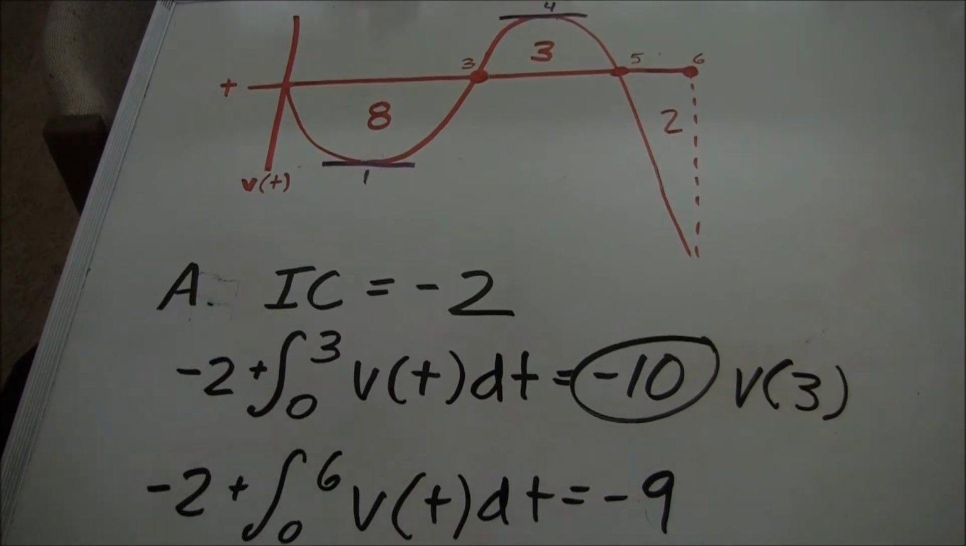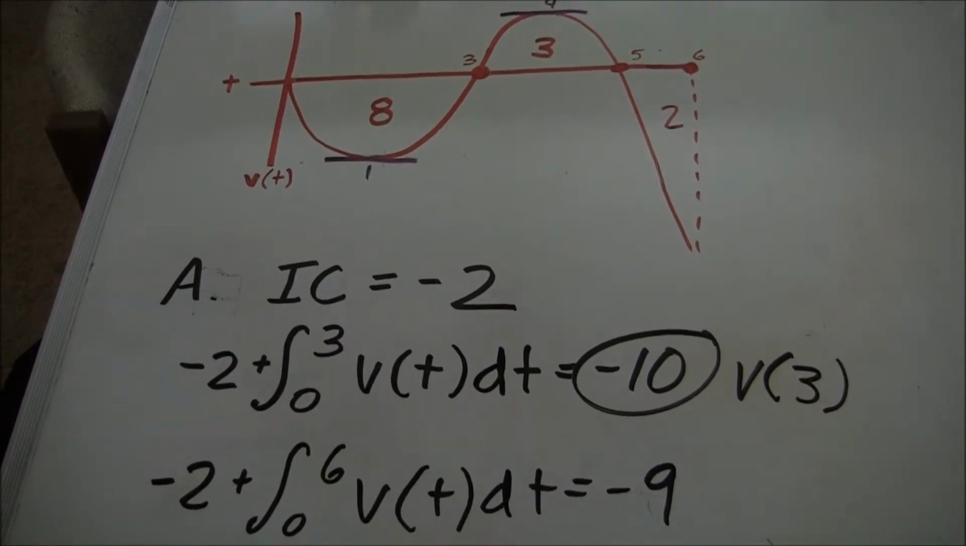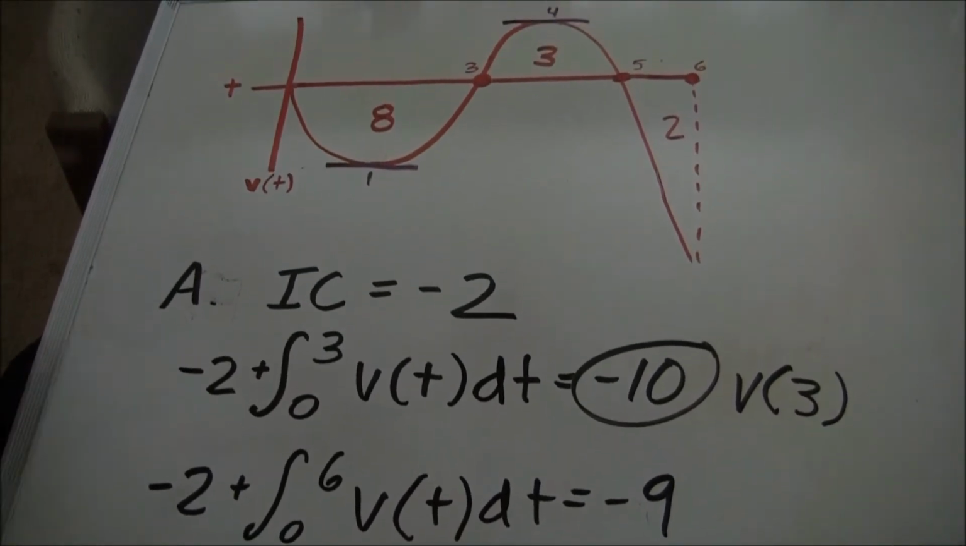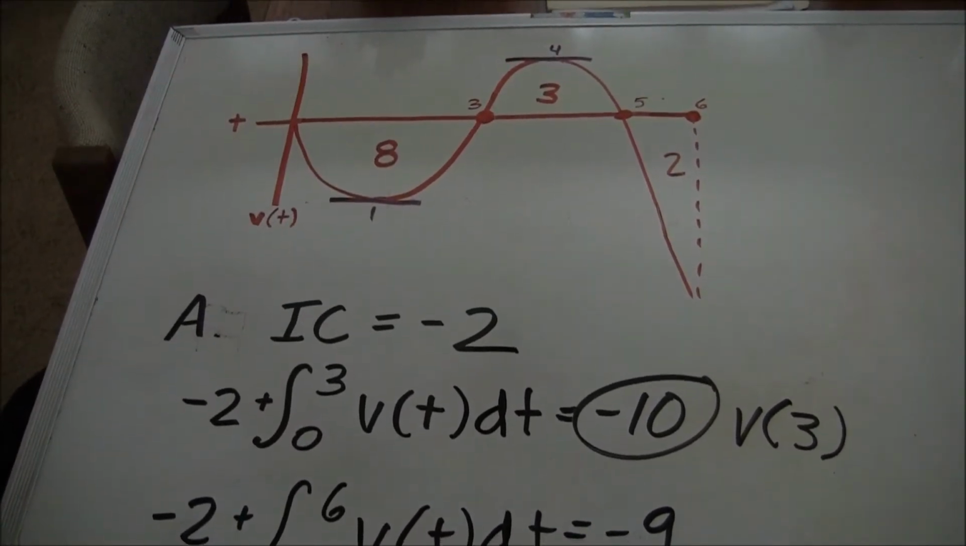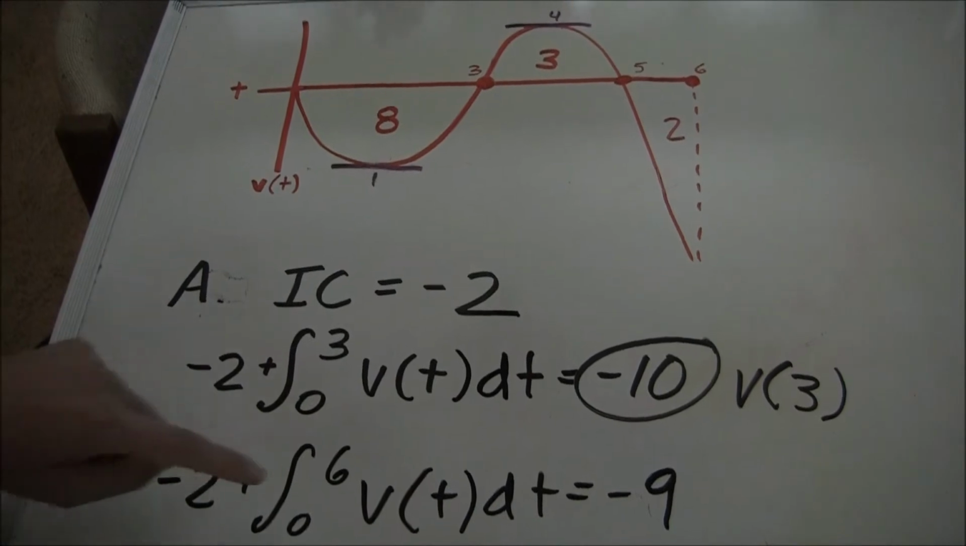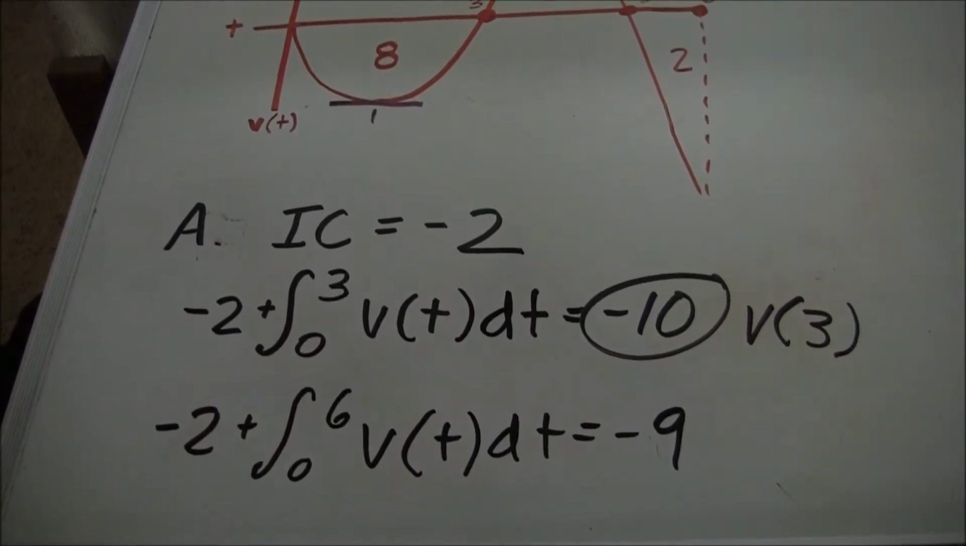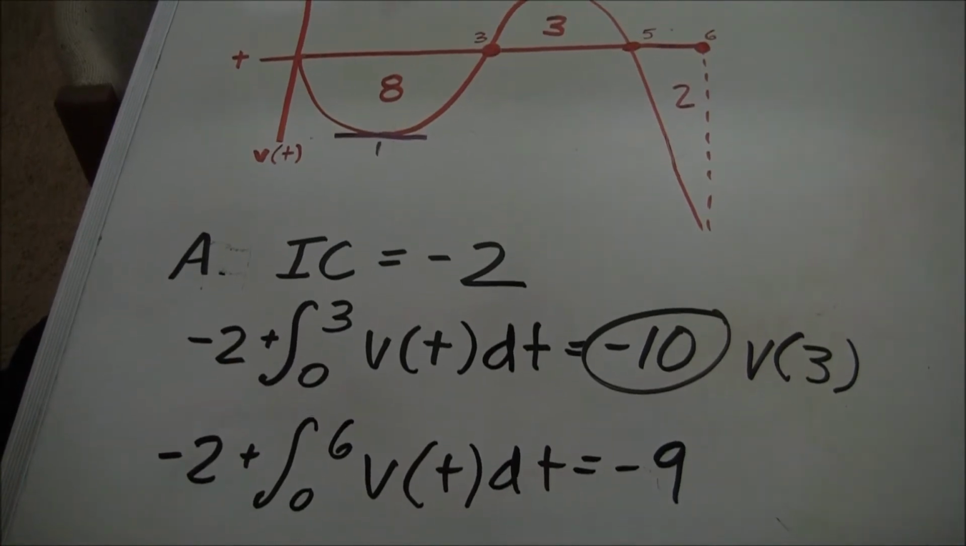This question is worth 3 points. The first point comes from identifying t equals 3 as a candidate. Next, you need to consider the integral from 0 to 6 of v of t dt. Lastly, you need to find a conclusion, and that's your answer.